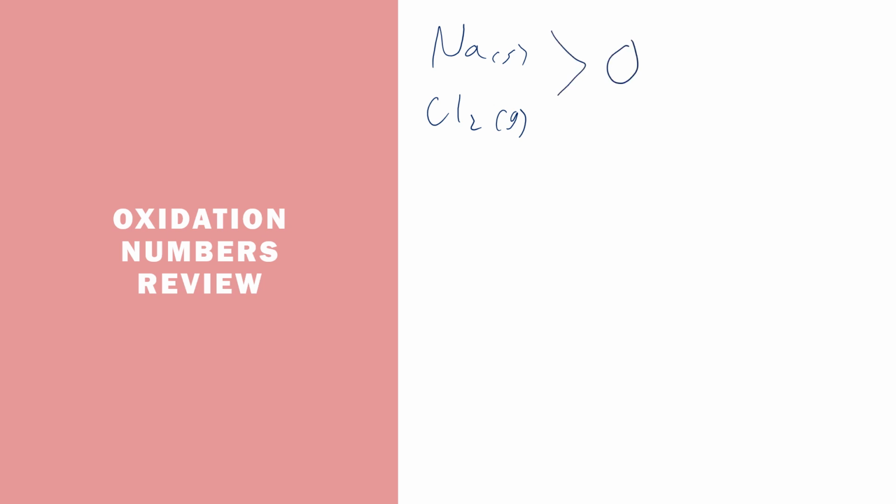If you have a metal in a compound, like calcium chloride, the metal in that compound will have the same oxidation number as its charge, which in this case, calcium has a charge of 2 plus, so its oxidation number is +2. We always write oxidation numbers with the sign and then the magnitude.